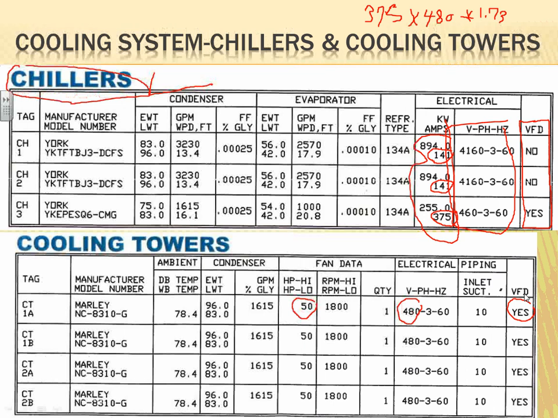Then you go to NEC 430, and from there you size the disconnect if it's not provided by the manufacturer. Then you size the feeder, the overcurrent protection device, the conductor, and the overload if it's not provided by the manufacturer. The controller looks like the VFD is provided by the manufacturer, so you don't have to worry about the overload, and the manufacturer will provide the controller.